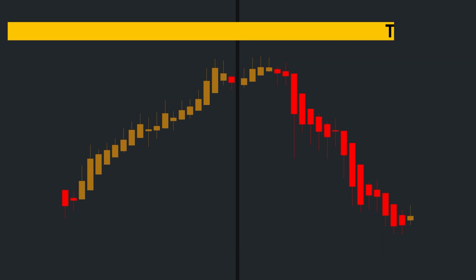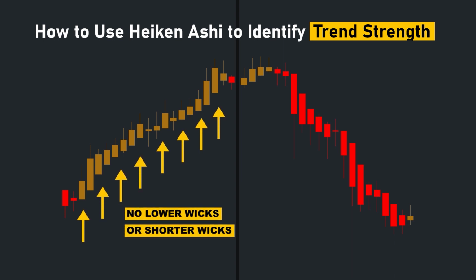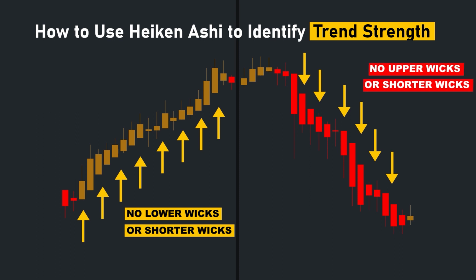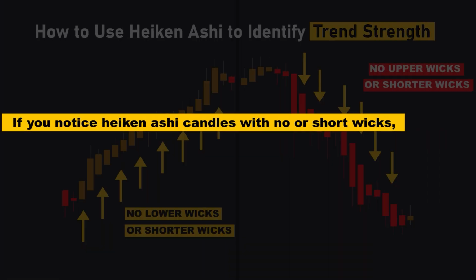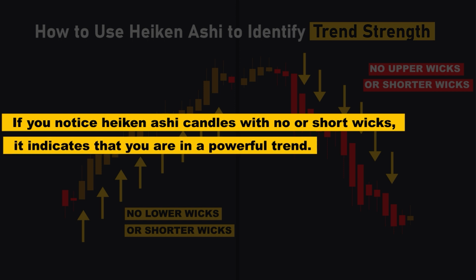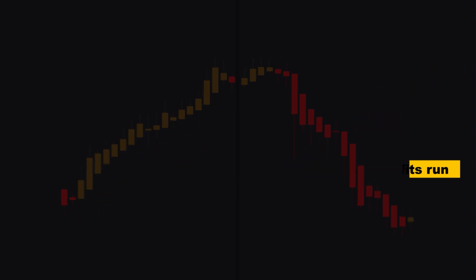How to determine the strength of the trend. As you know, Heikin Ashi candles have shadows or wicks. If you're in a strong trend, Heikin Ashi candles indicate no wicks. In a strong trend, a bullish Heikin Ashi candle has no lower wick, and a bearish Heikin Ashi candle has no upper wick, or shorter wicks like this. If you see Heikin Ashi candles with no wicks or shorter wicks, it means you are in a strong trend. You can stay in your long or short positions and let your profits run.